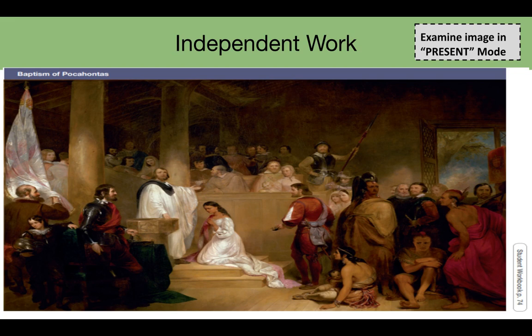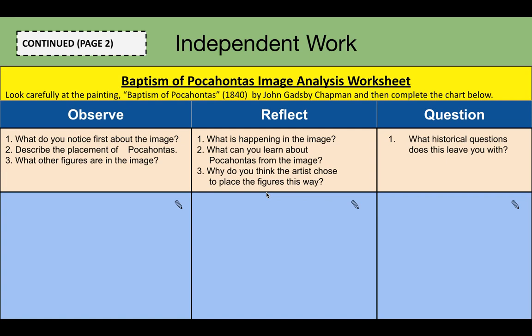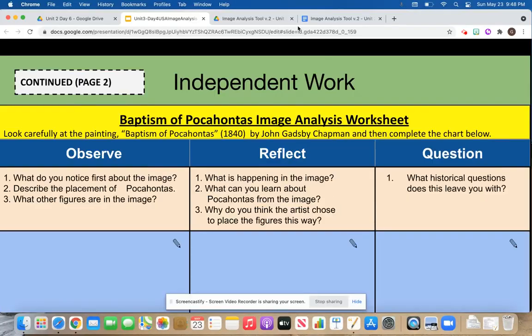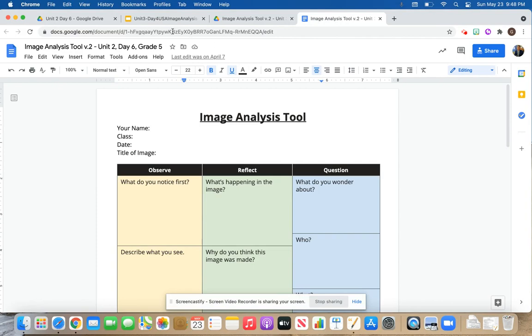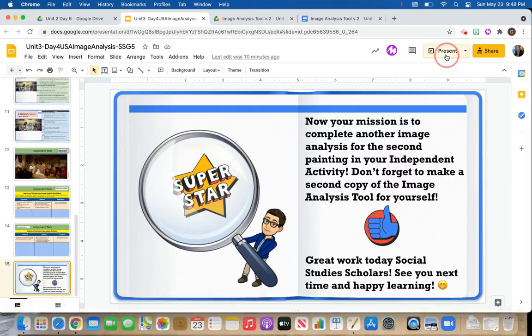Okay, social studies scholars, you're now going to continue this process of closely analyzing, considering your observations, your reflection, and your questions for the next image, which is the baptism of Pocahontas. You're going to work on this analysis on your own, and you will continue by filling in your analysis chart, either in the Google Slides as seen here, or by clicking the make a copy link of the image analysis Google Doc that I showed you before, which looks like this. And you can fill in your observations on that page as well.